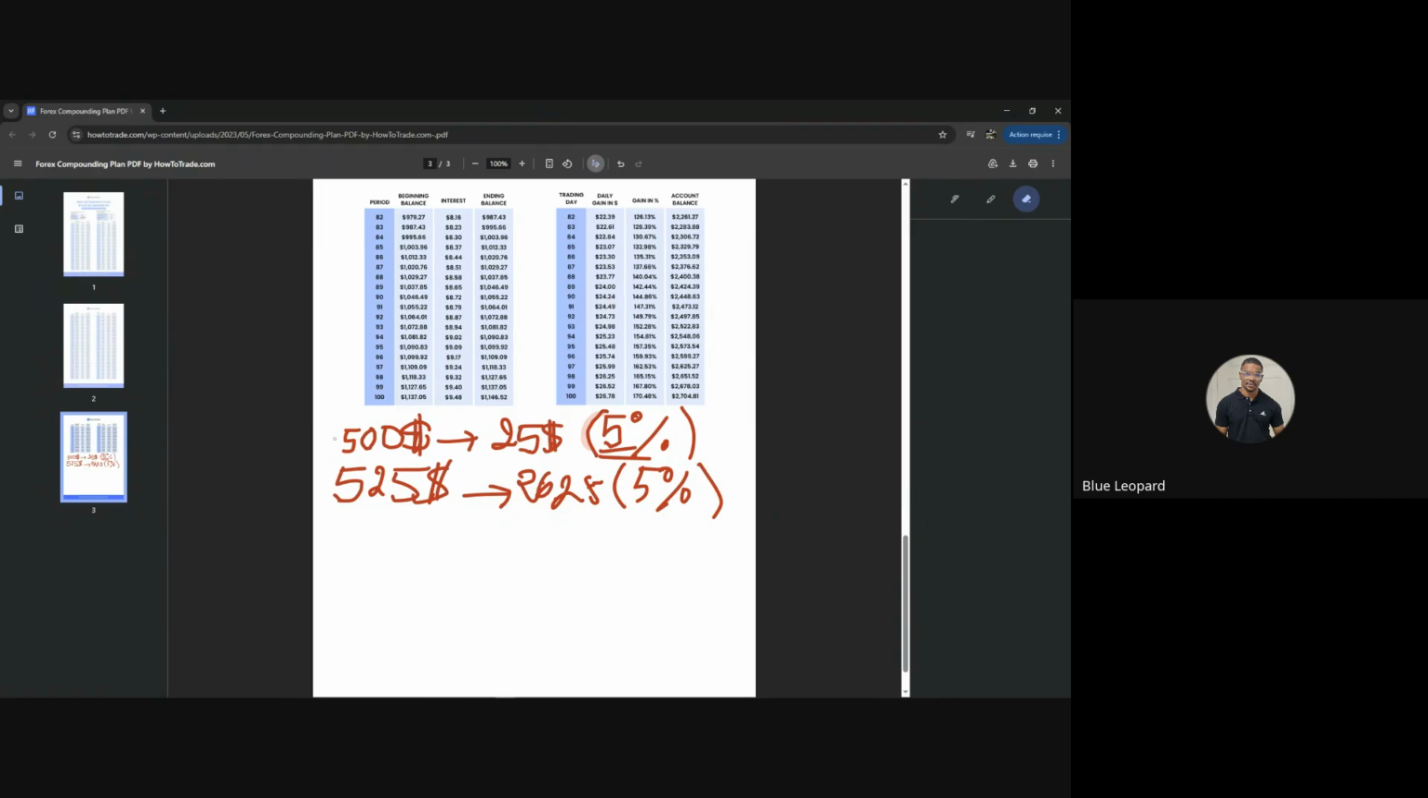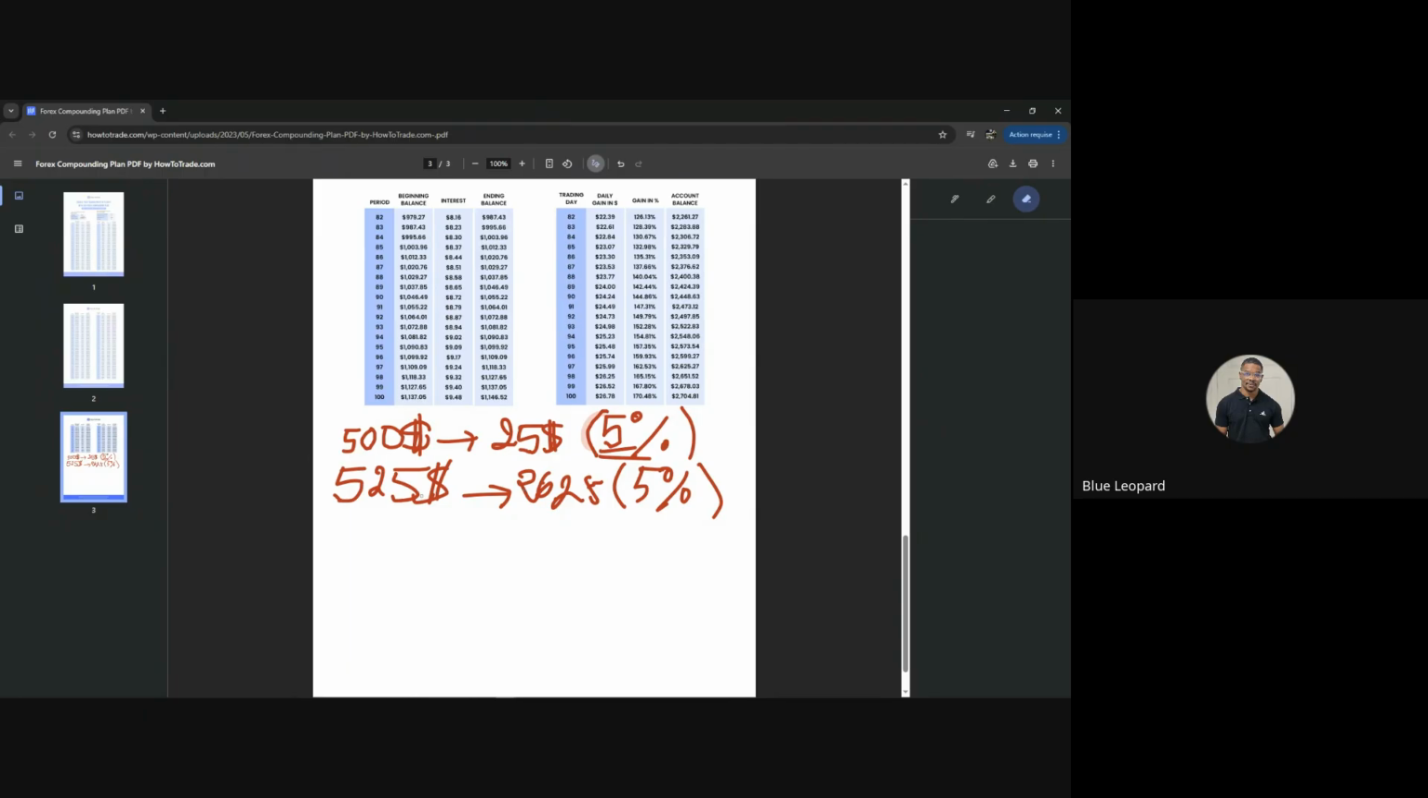Okay. You have 500. You risk 25. Let's say you make $25. It's just 5% of this guy. Now, on top of this, you add the interest, the benefits of your trade. Now your trade account is $525. You want to risk the 5% again. You don't cash out. You risk with the same amount.